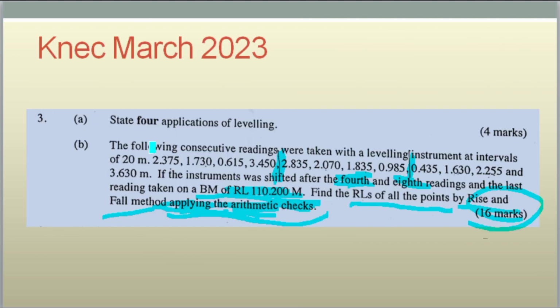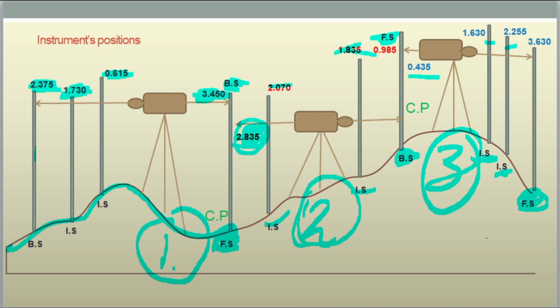We were told to use the rise and fall method in order to calculate the levels that were taken at the interval of 20 meters. In rise and fall, the position of the staff gives us the direction where the instrument was held. So the instrument was held temporarily here.